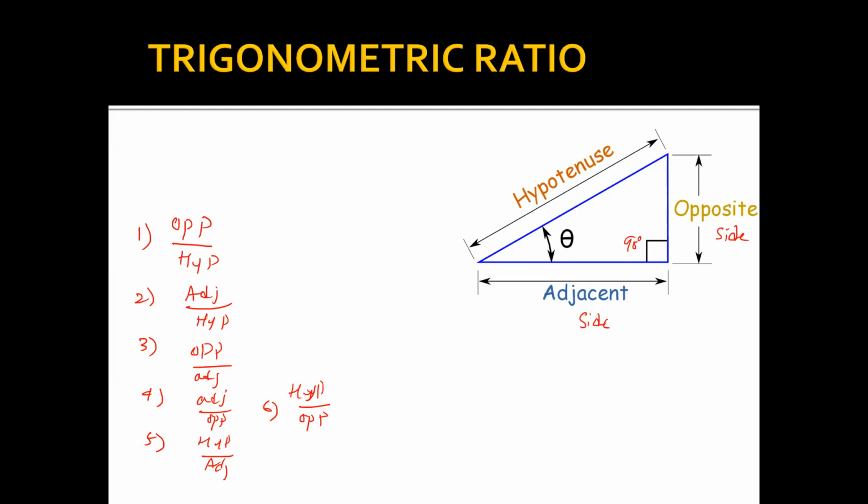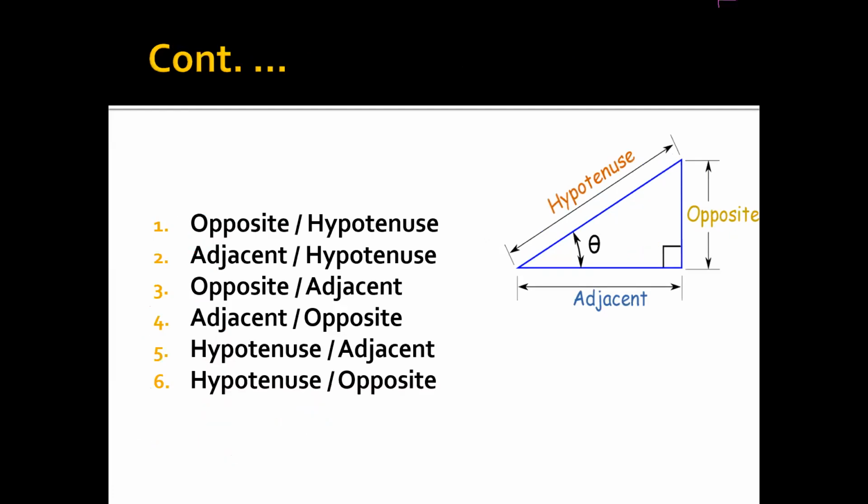And these 6 ratios have different names. Now we are going to learn these different names. So here we can make these 6 ratios. The first ratio can be opposite by hypotenuse. The second ratio can be adjacent by hypotenuse. Third, opposite by adjacent. And fourth, similarly, adjacent by opposite, hypotenuse by adjacent, and hypotenuse by opposite. Now these ratios have different names.